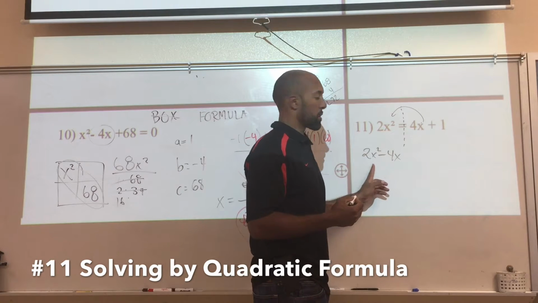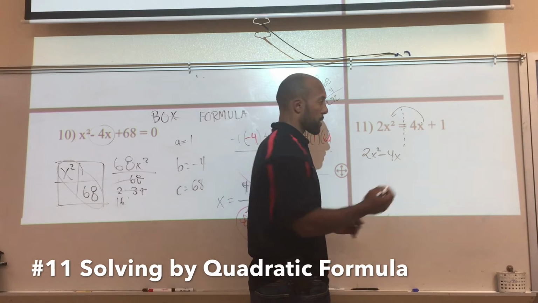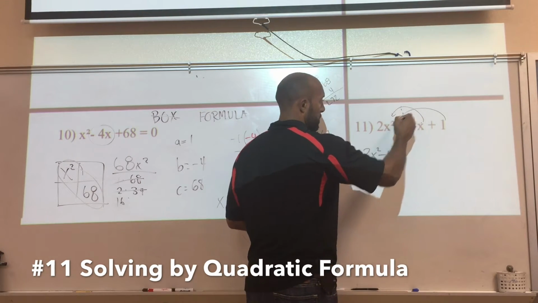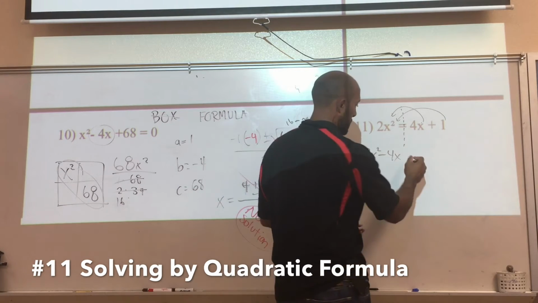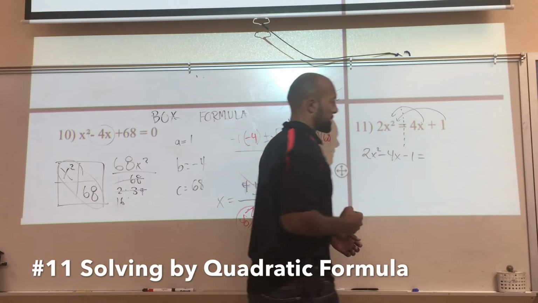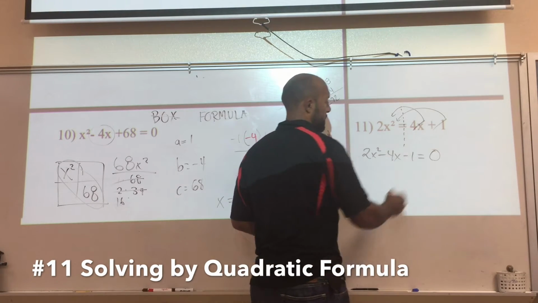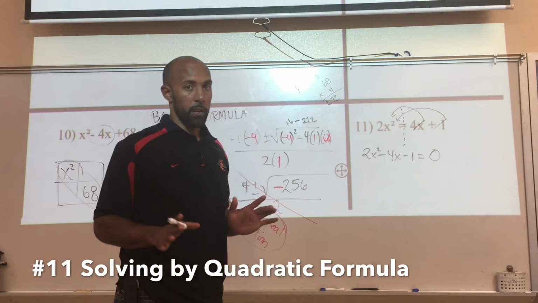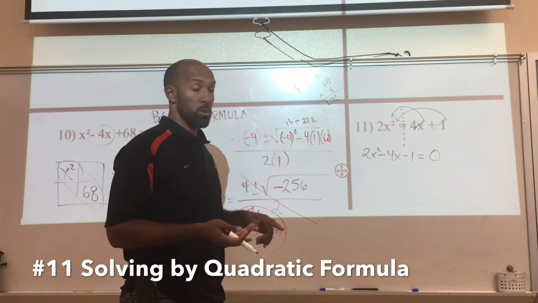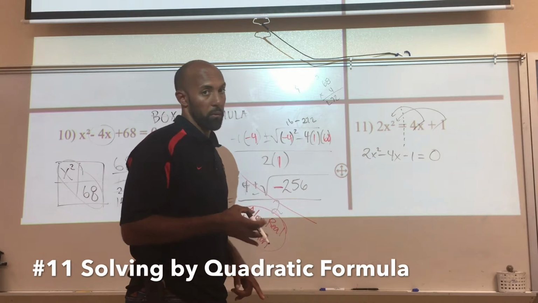And remember, put it in order. X squared, x, and then your number. And also I want to move this 1, which is positive, so it becomes negative 1. So minus 1. And since I have nothing left over on this side now, it's equal to 0. Now I can work with it. Now I can set up a box, or try the box, or I could try quadratic formula.